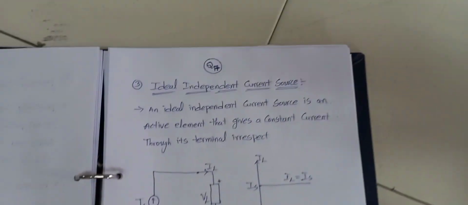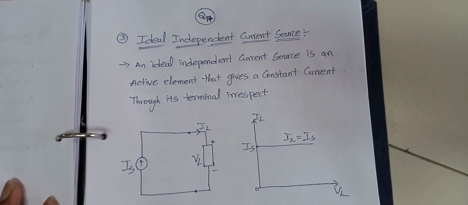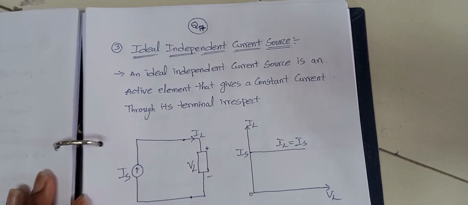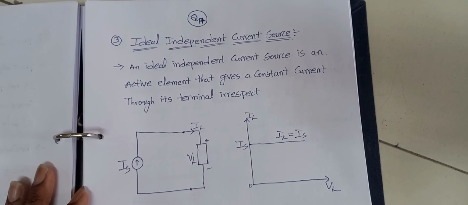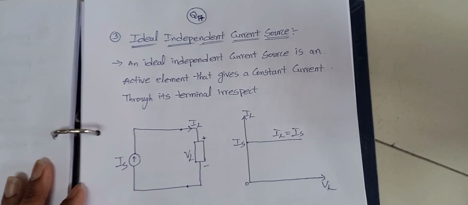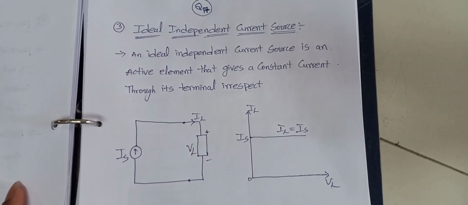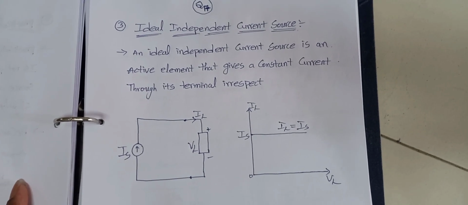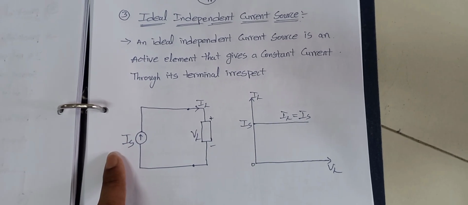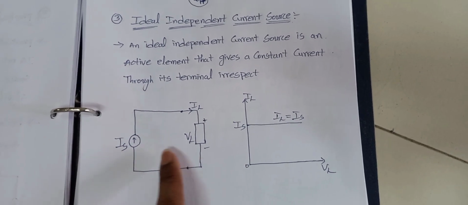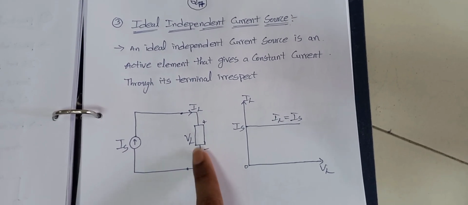So, out of 50, our next question is the ideal independent current source. This is also just like an ideal independent voltage source. We already discussed the same concept. This is also one of the theoretical ideologies. Okay, so here also, as a current source, we are taking the same current source.